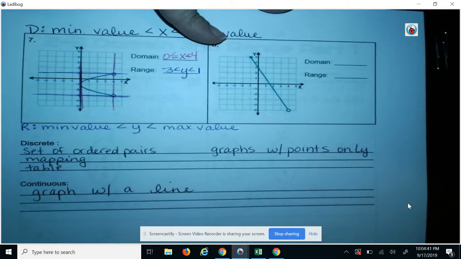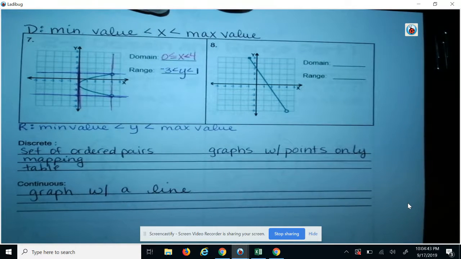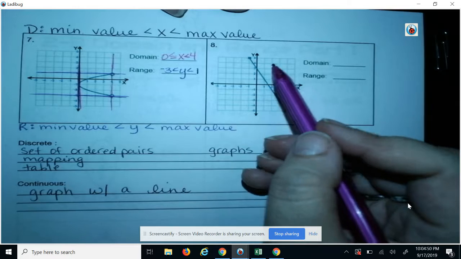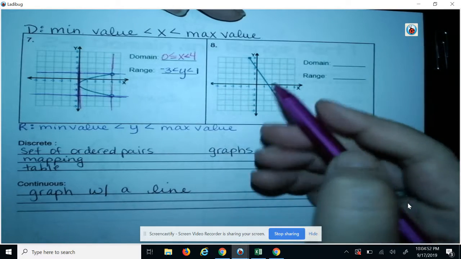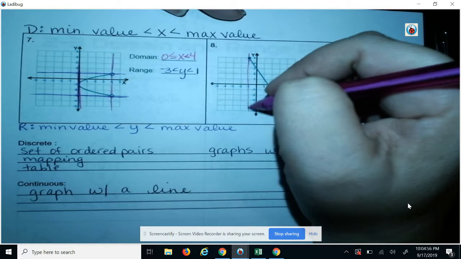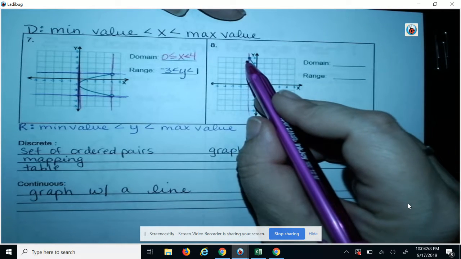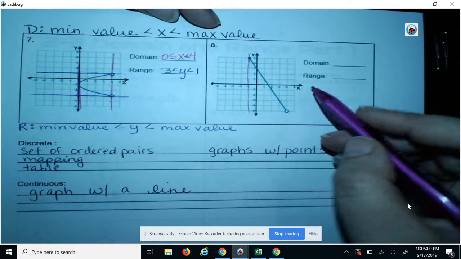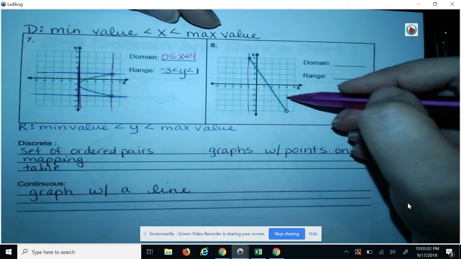All right, number 8. Domain, I'm looking for my peak pen. How far left did it go is my minimum. So here's as far as it went to the left at that point. And then maximum value, how far did it go to the right? Right here. So here's my second.